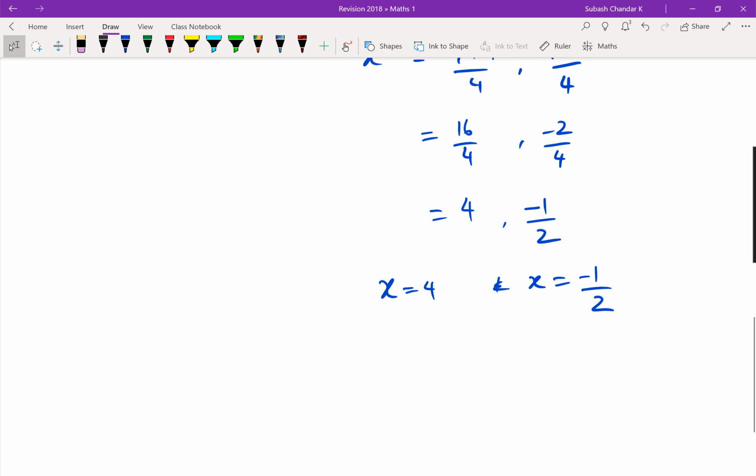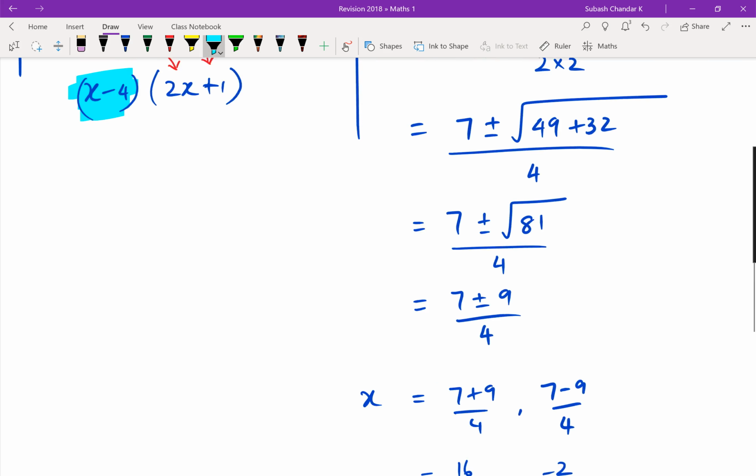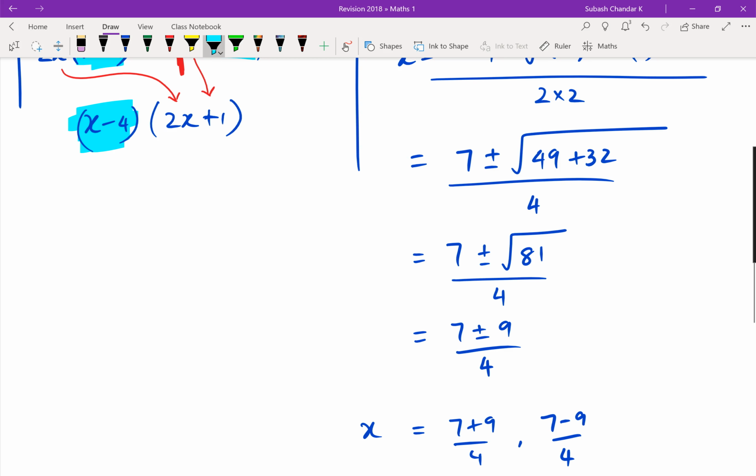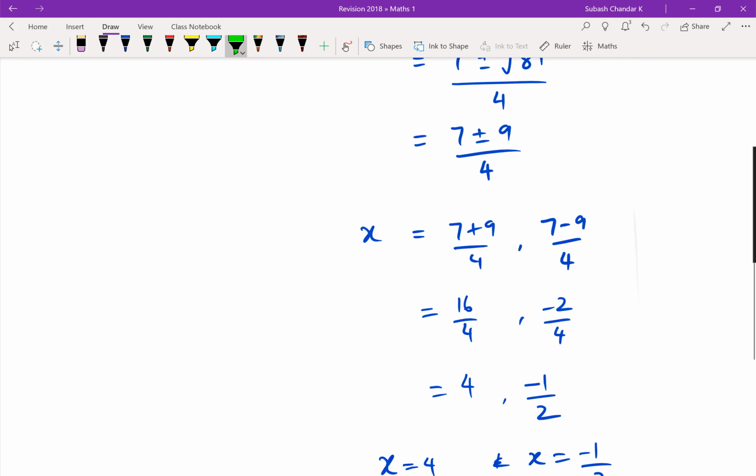And what you do here is you bring all the numbers to the left-hand side. So this becomes x minus 4 equals 0. This one would become 2x equals minus 1, and 2x plus 1 equals 0. And what you guys should see is, see that x minus 4? That's what we had up the top here. And see how this is 2x plus 1?